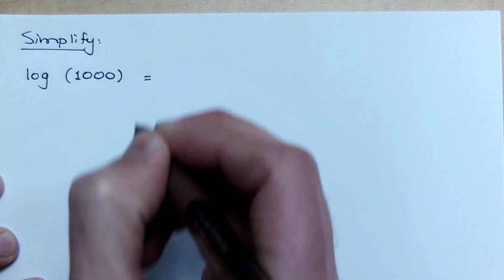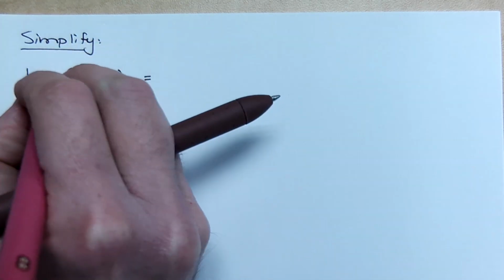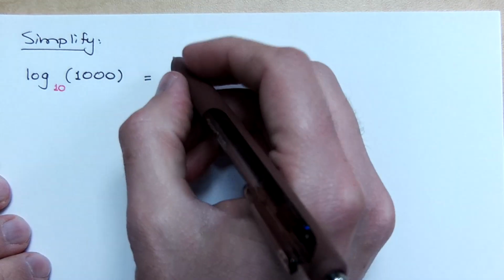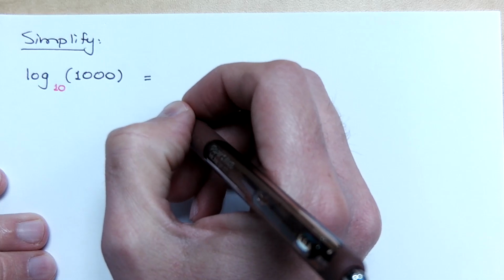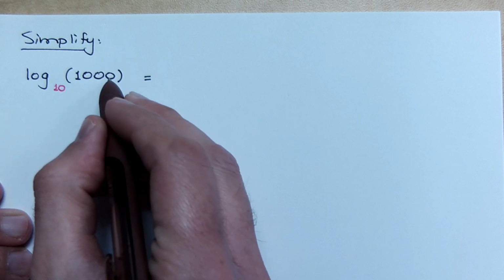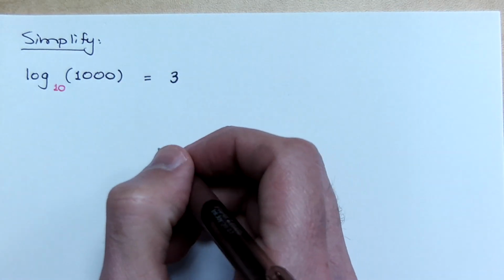If I ask you to evaluate log of 1,000, what's understood to be the base for just log? It's understood to be base of 10. And we can say that the log of 1,000 is what? It's 3. You count the number of zeros because if it's a base 10, you have 10 to the third here, which is why you have 1 followed by 3 zeros.